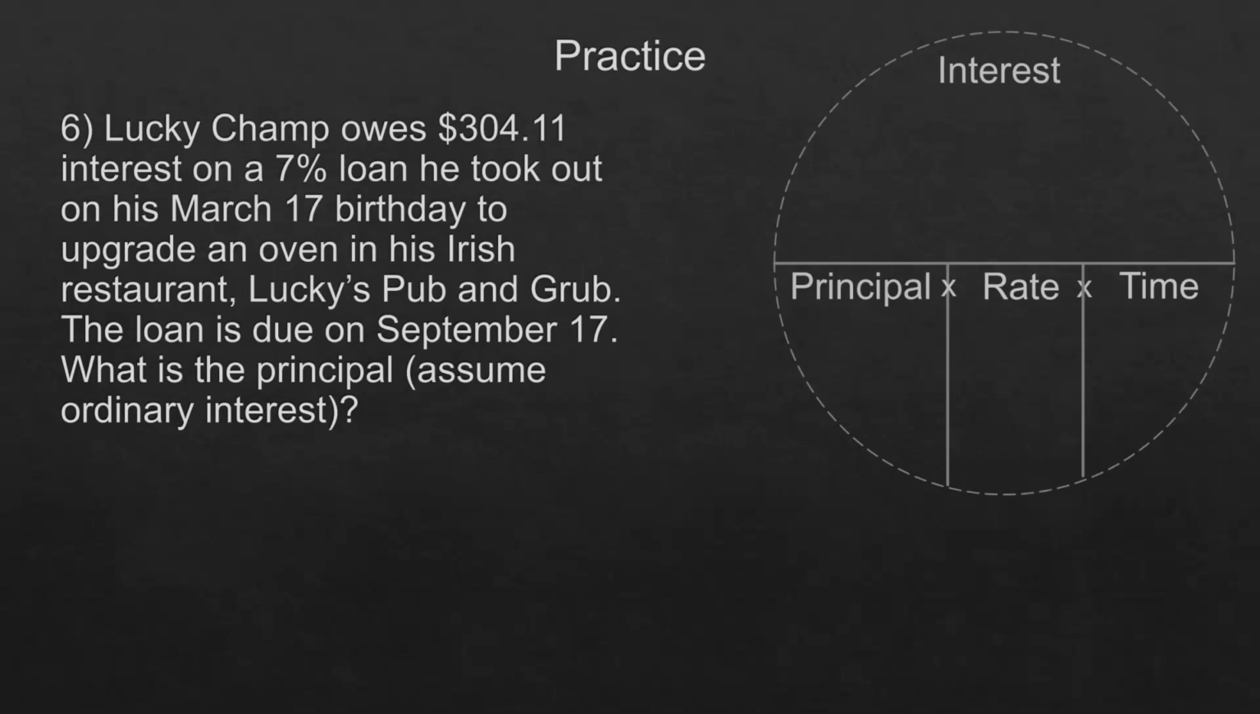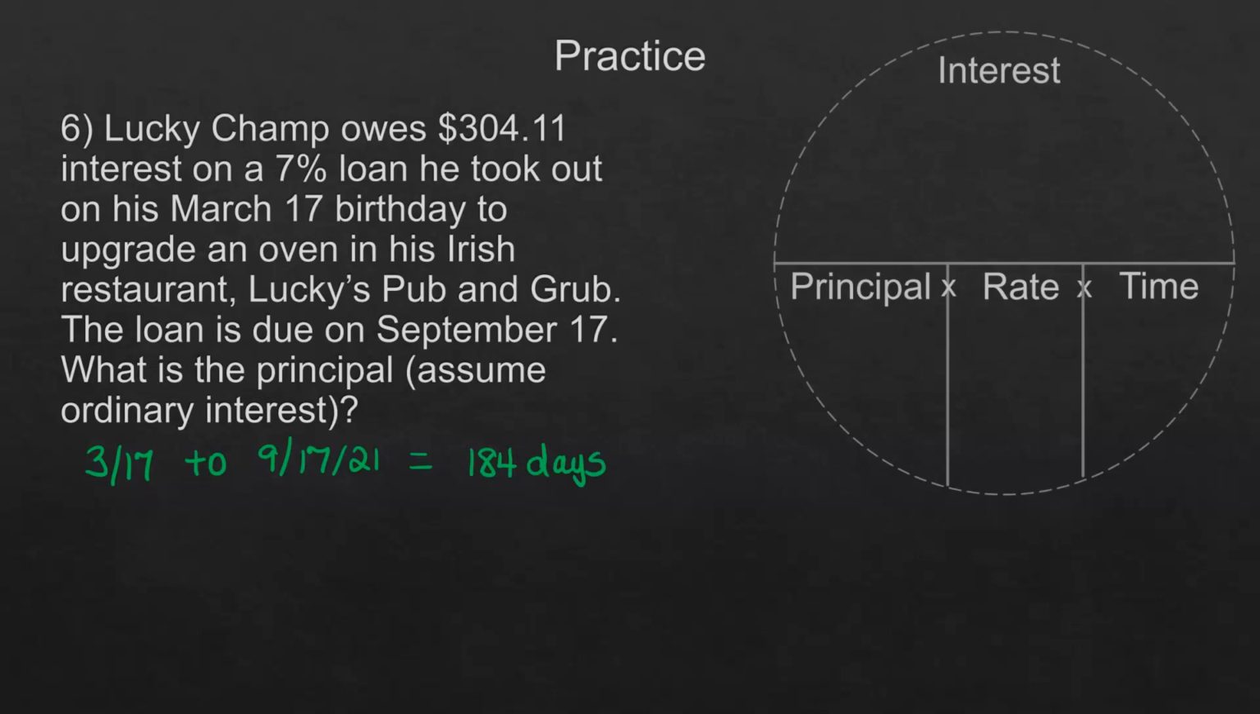The first thing that we have to do is figure out how many days it is from March 17th to September 17th. And let's use 2021. When you put that on your calculator, remember using your date function, and you're going to compute DBD. You will find it is 184 days.